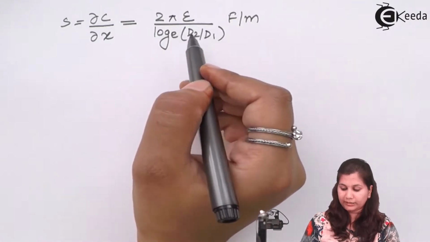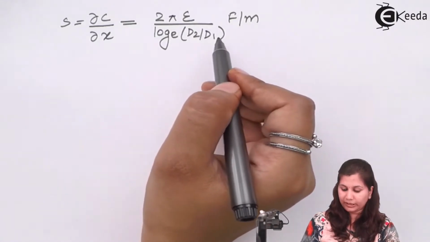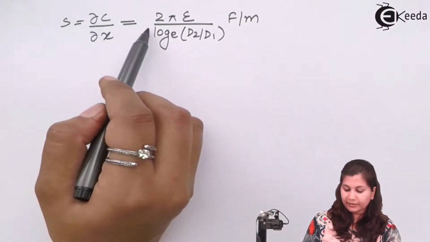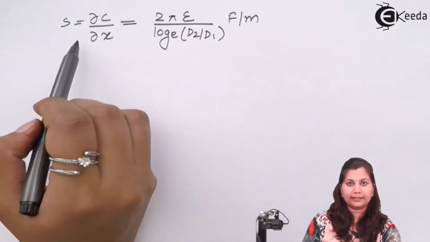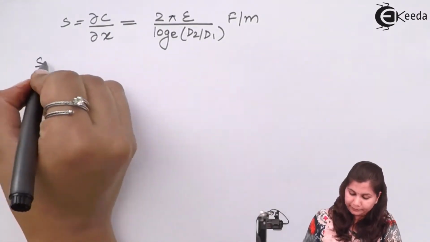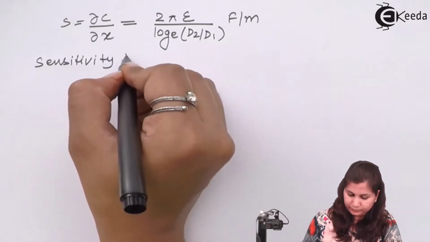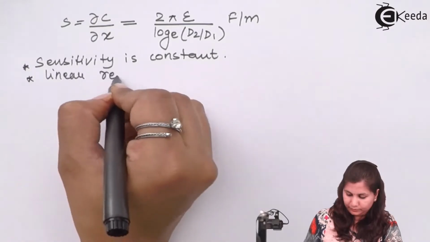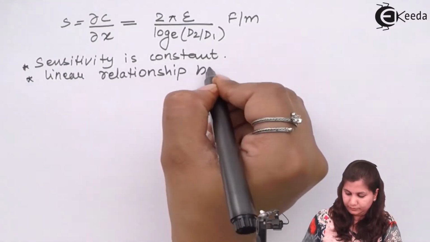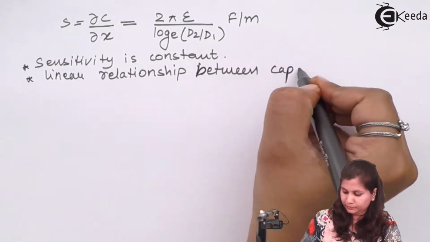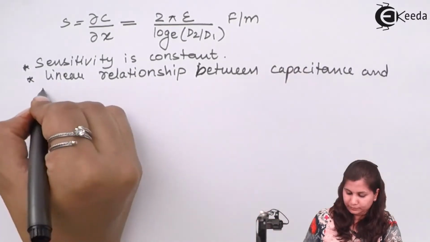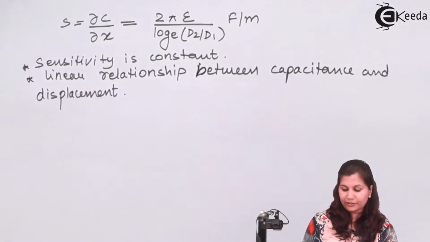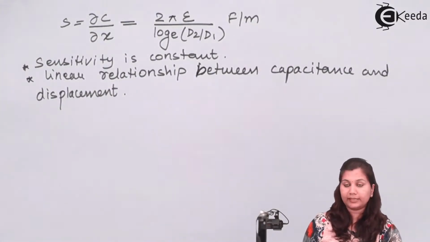So here also you can see that the sensitivity is constant. Pi is a constant, epsilon is a constant, and log to the base e d2 by d1, they are also constant. So here also we will get a linear relationship between the capacitance and the displacement. In both these cases, we have seen that there is a linear relationship between the capacitance and the displacement.